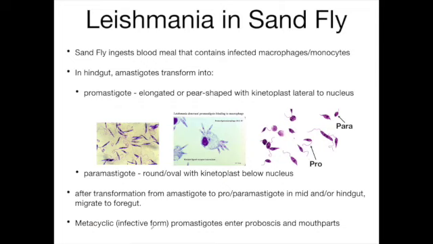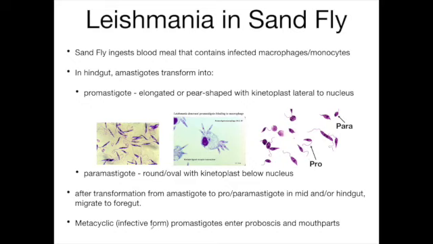Now, Leishmania in the sandfly behaves a little bit differently. So in human cells, it's in the amastigote form, but in the sandfly, it's in the promastigote and paramastigote form. So it starts out, the sandfly will ingest a blood meal, and so it takes in a blood meal from a human host, and the human is infected with Leishmania. The macrophages and monocytes are infected with the amastigote form of the Leishmania parasite.